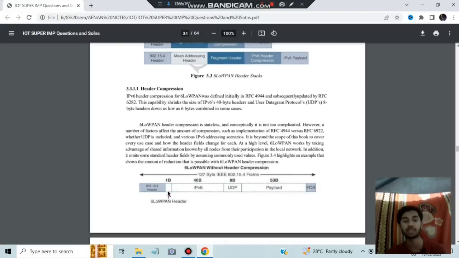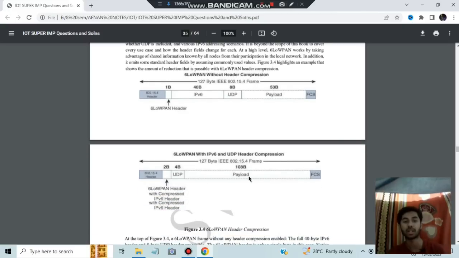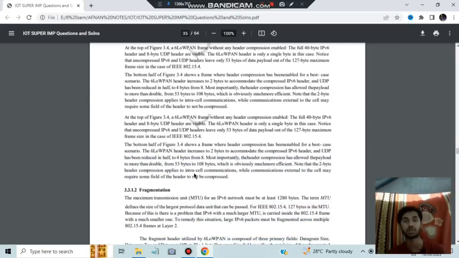What is header compression? Here you have the header and the different formats. You will be compressing it so that you utilize most of it for the data. So this is how you do the compression. And here is the payload, which is having 108 bits. Before it was only 53 bits. So that is called compression. The detailed information is given here, you can go through it.